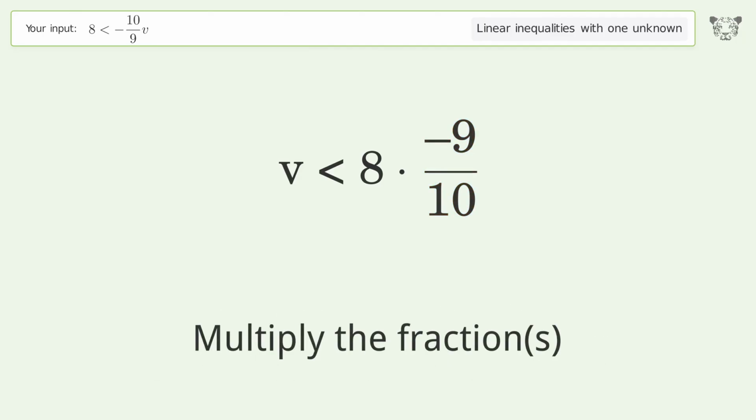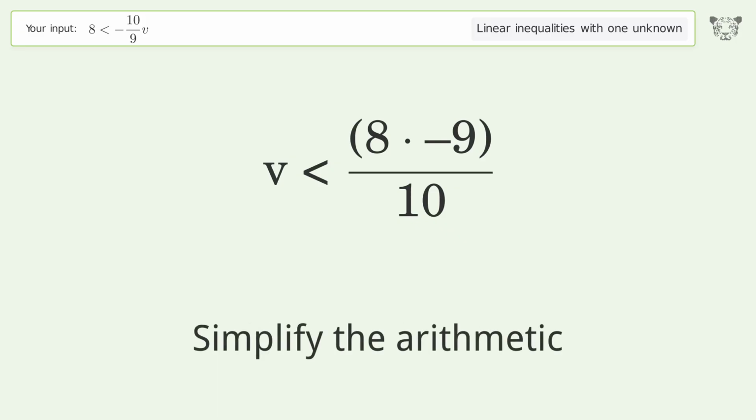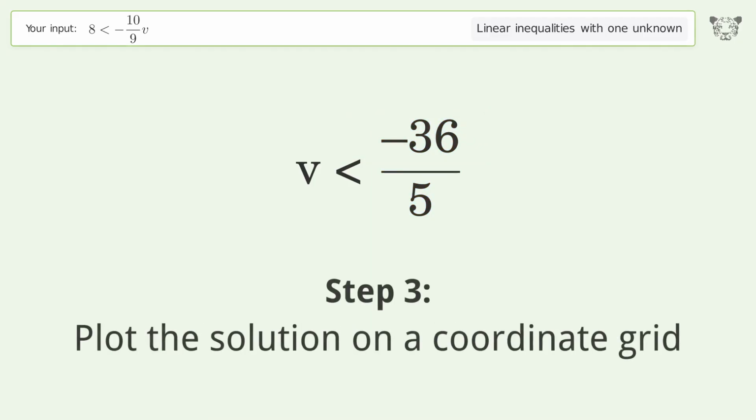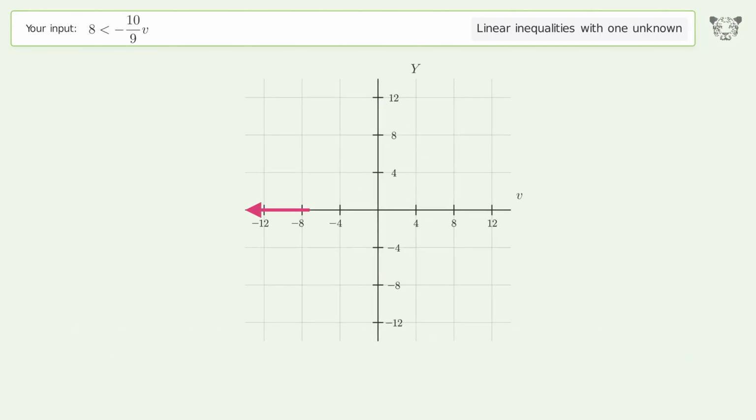Multiply the fractions. Simplify the arithmetic. Plot the solution on a coordinate grid. And so the final result is v smaller than -36/5 smaller than -71/5.